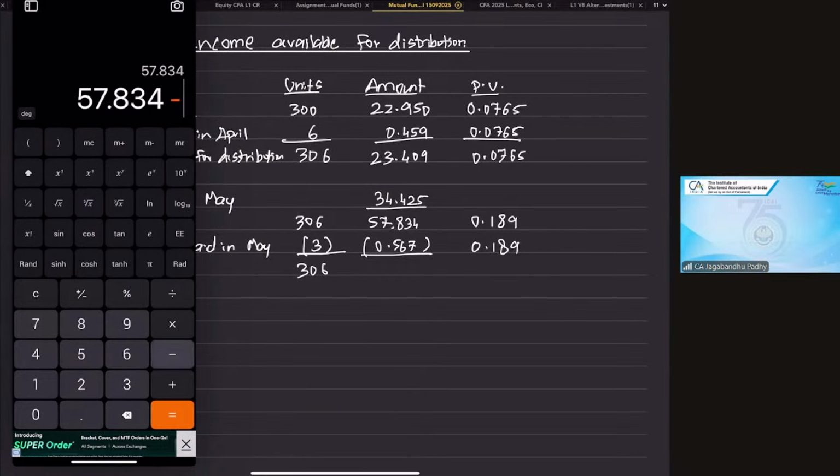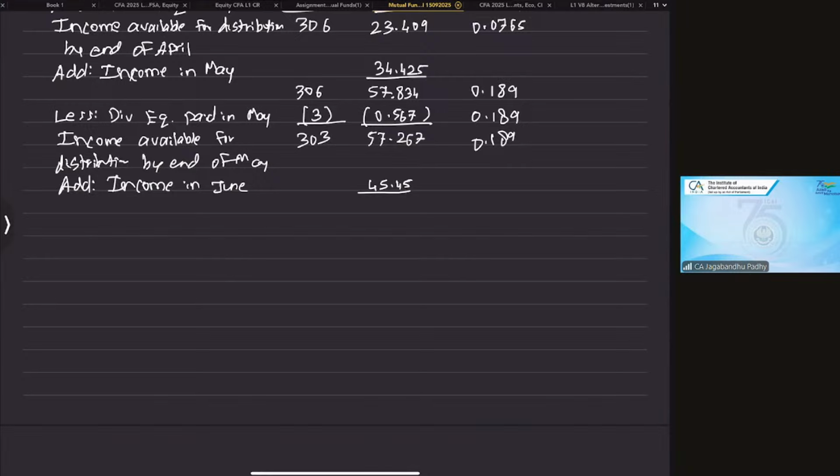So are we receiving any income in June again? Yes. Add income in June. So what is the income that is received in June? 45.45. And that accumulates to how much? Of 57.267 plus 45.45, 102.717. So this is on 303 units.